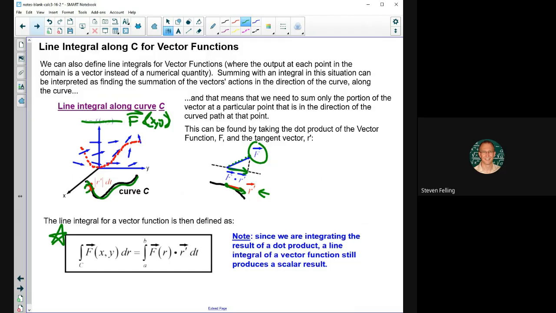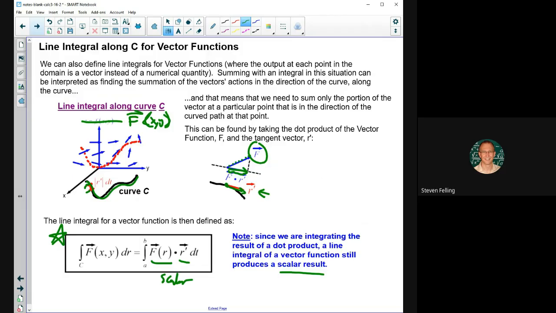If you're doing a line integral along a path in the domain of a vector function, then you evaluate the dot product of the vector function and the tangent vector at any point along the curve for a parametrized curve. Okay, and note, since we are taking a dot product here, we're really finding the magnitude of this length, right? This dot product will produce a scalar number. So we still get a scalar result, even with a vector.